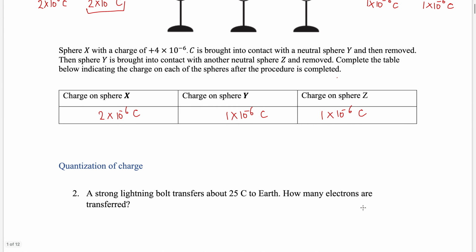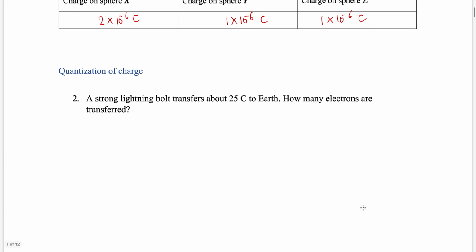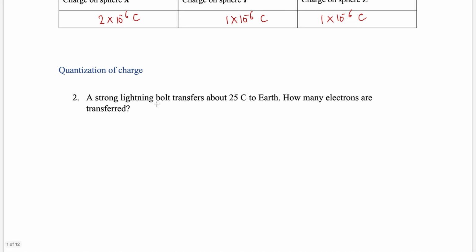Next question is on quantization of charge. A strong lightning bolt transfers about 25 coulomb to earth. So that's the value for charge given. We can write that as Q is equal to 25 coulomb. Then it says how many electrons are transferred?